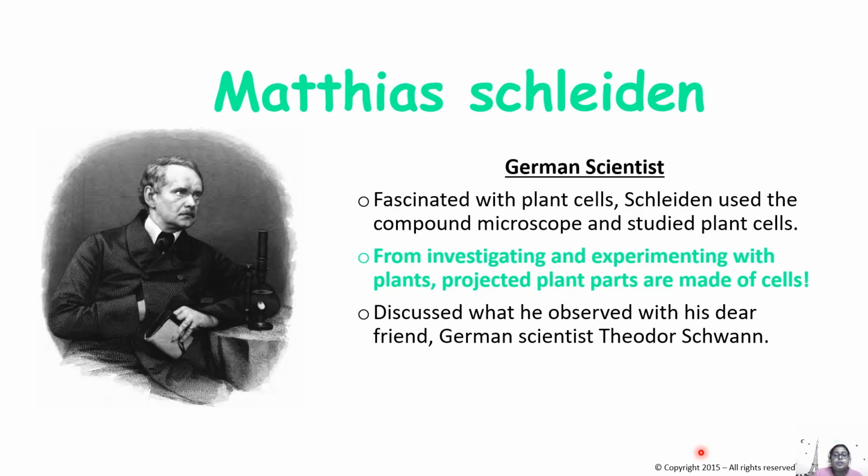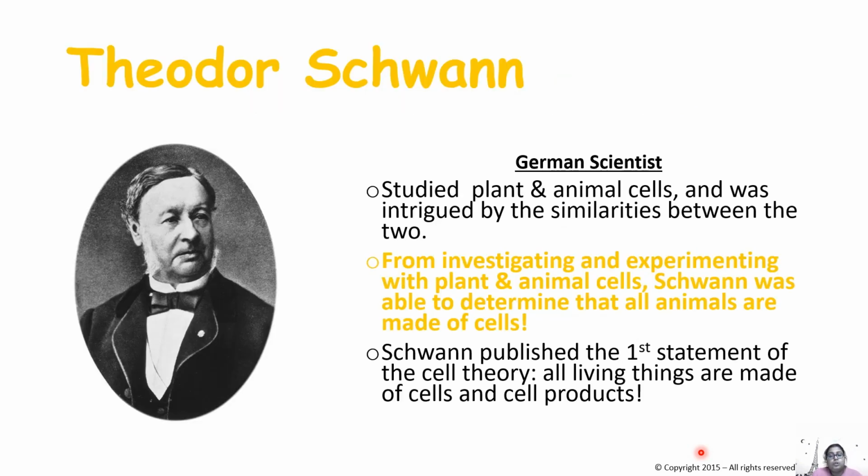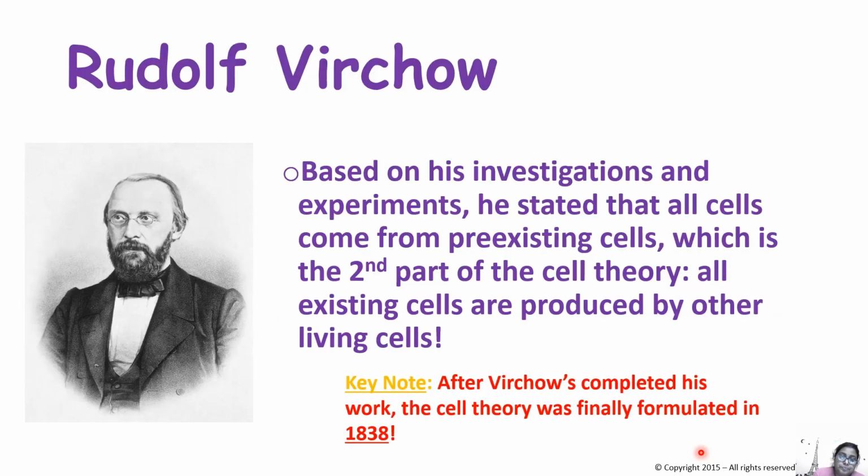So he discussed what he observed with his dear friend, who was obviously Theodor Schwann, a German scientist. He studied plant and animal cells and was intrigued by the similarities between the two. From investigating and experimenting with plant and animal cells, Schwann was also able to determine that all animals are made up of cells. So Schwann basically published the first statement of the cell theory: all living things are made of cells and cell products.